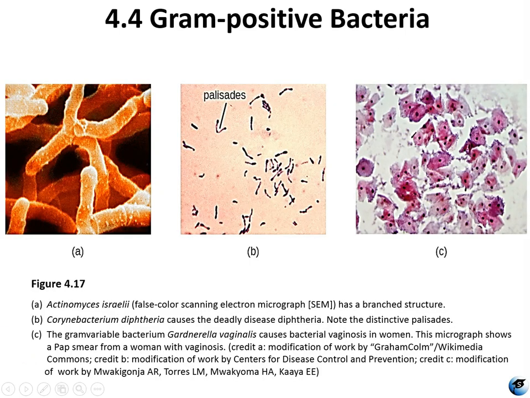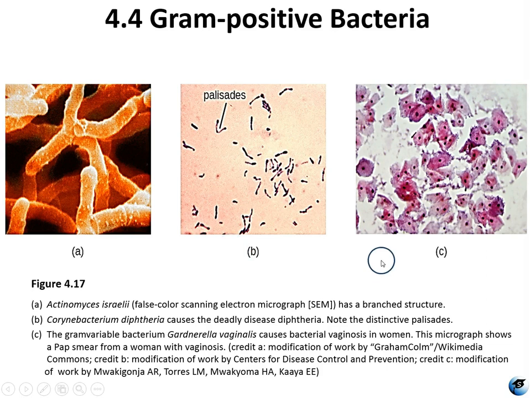Figure 4.17 shows some examples of Actinomyces and Corynebacterium. So these are all gram-positive, high GC gram-positive bacteria, and this guy right here in the middle is your Corynebacterium diphtheriae, which causes diphtheria.